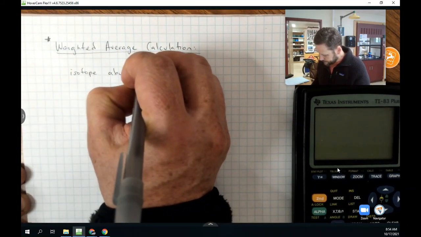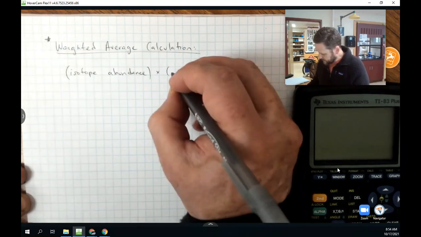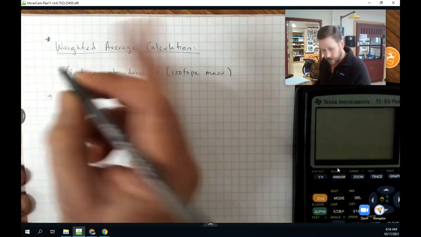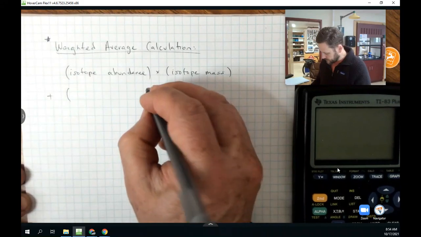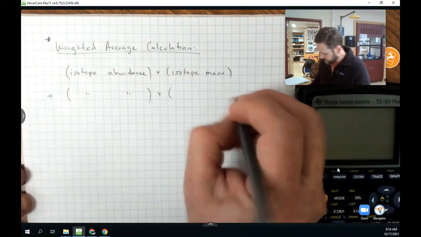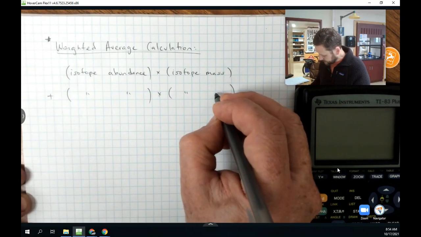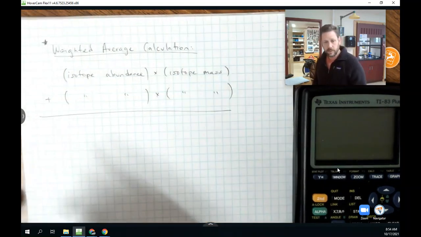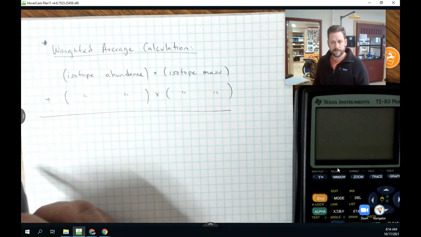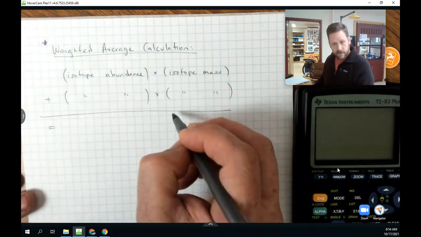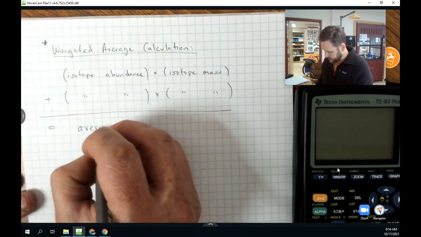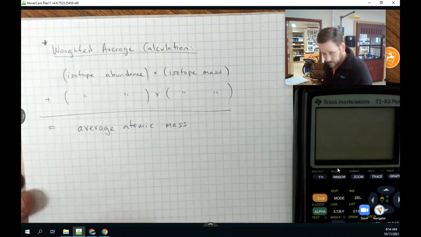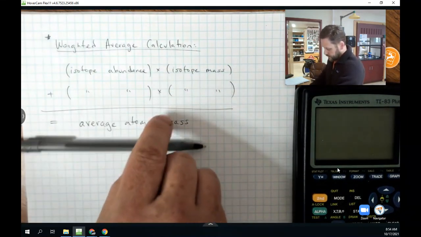abundance, we're going to multiply by the isotope mass, and then I'm going to add that to the next isotope's abundance, multiplied by the next isotope's mass. And we're going to continue to do this until we have accounted for all of the naturally occurring isotopes. When we add those products together, then we will have the average atomic mass. So we'll do an example in just a moment.